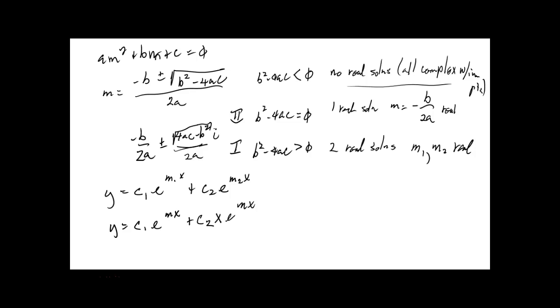And I don't know whether to bog you down with it or to just say take their word for it. But now remember, here are our first two cases. Two real roots, m1 and m2: c1 e to the m1 x plus c2 e to the m2 x. That's it. If you have one and only one root, a double root, c1 e to the mx plus c2 x e to the mx.